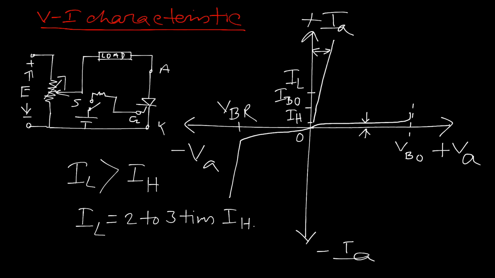From the VI characteristics we can say there are three modes of operation. This is the reverse blocking mode, up to VBR. That is the forward blocking mode, from 0 to VBO, and this is called the forward conduction mode. So from the VI characteristics we can say it has three modes of operation.